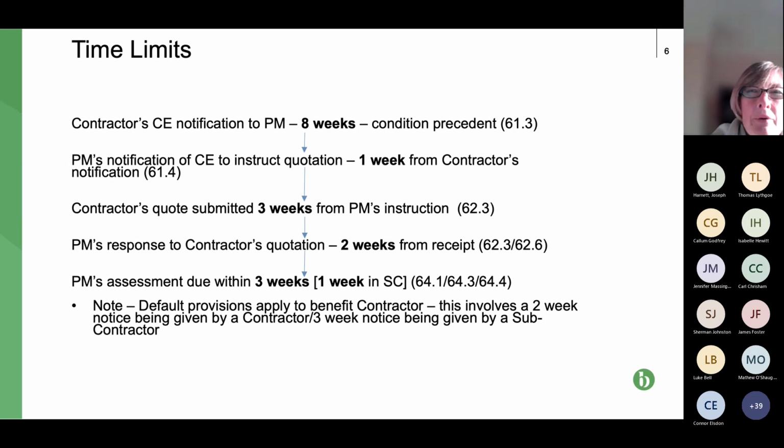The other thing to be aware of with regard to this default provision is that quite often when the contract's amended in the Z clauses, these provisions are removed entirely. So obviously, if they've been removed in the Z clauses, it's of no use to you. Next slide, please.